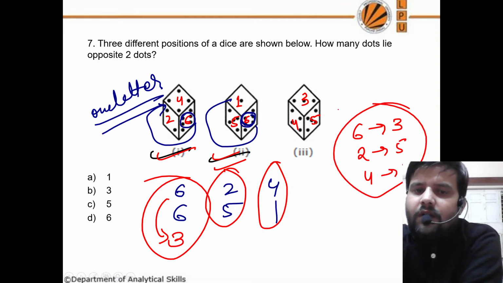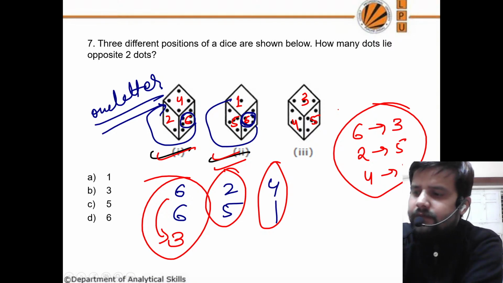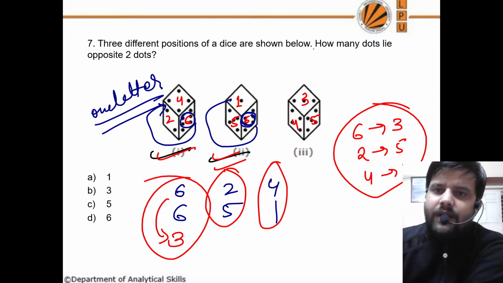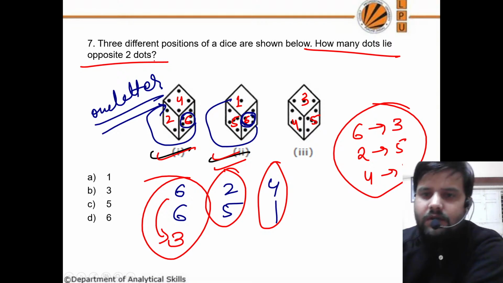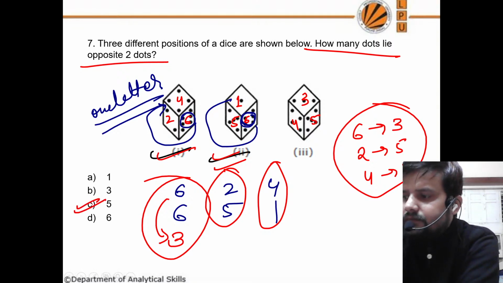See here, your opposite pairs remain the same if you pick any two of the images. You can do the question with first and third, with second and third, or with first and second also. The answer will remain the same in every case. They were asking how many dots lie opposite to 2 dots. So opposite to 2 dots, your answer would be option C, 5 dots.